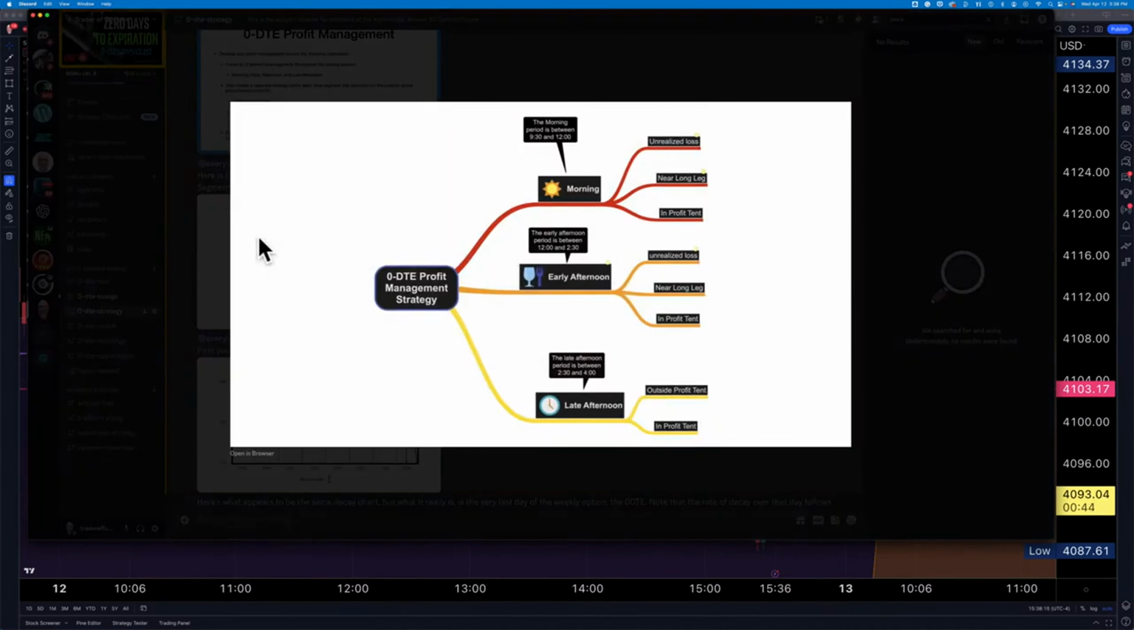And here's the framework that I was just talking about. So it's two dimensions. Each one of these big legs represents a different dimension. The morning, early afternoon, and then late afternoon are the close, right?